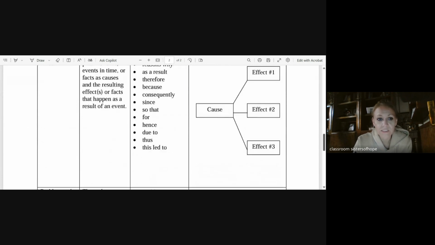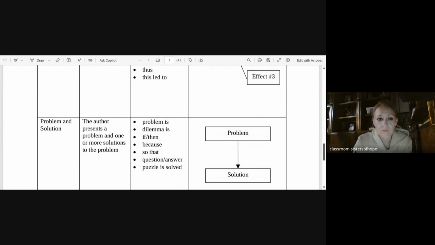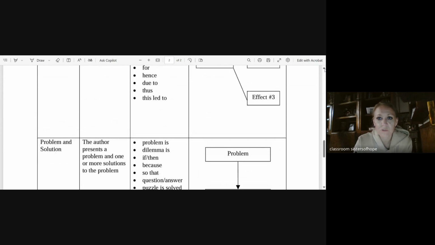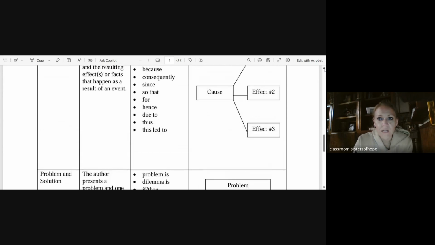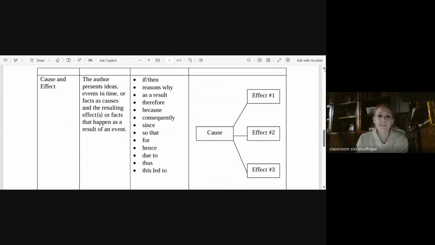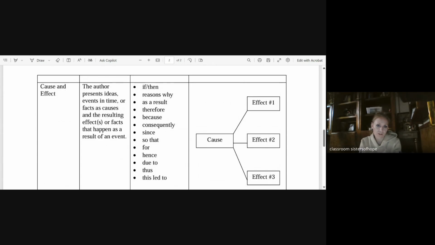Scrolling down, cause and effect. The hardest part of cause and effect is remembering which word means what. Cause is the reason that something happens, and the effect is what happened as a result of the cause. So cause comes first, effect comes second. You might be able to remember that with alphabetical order. The C comes before the E.